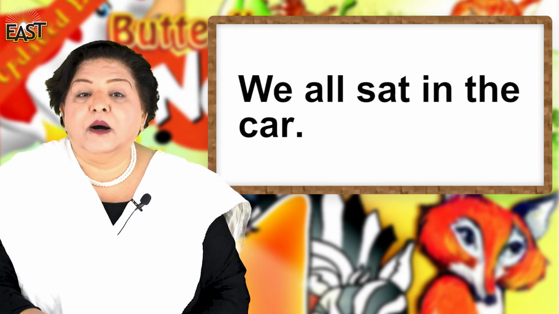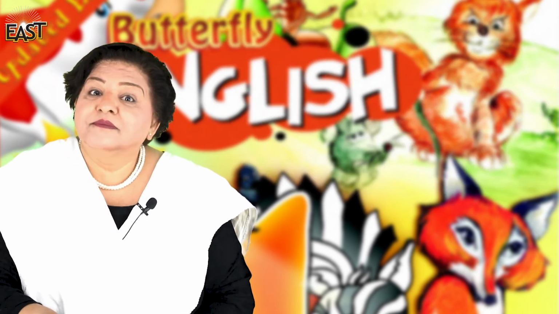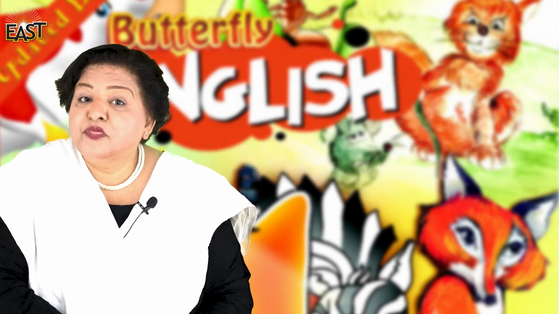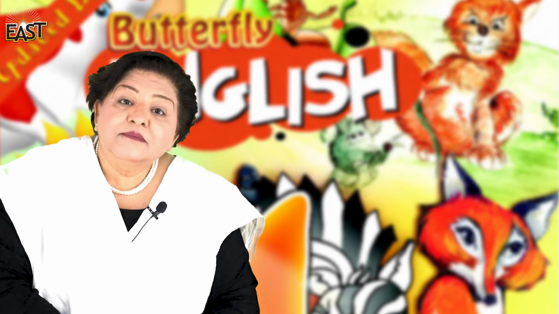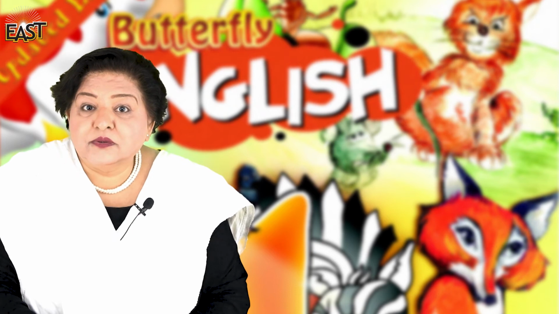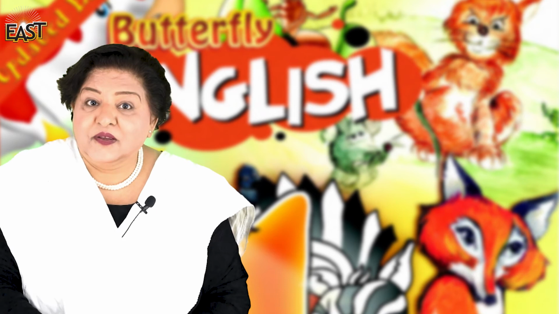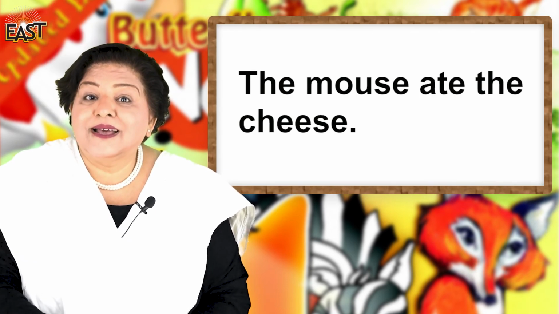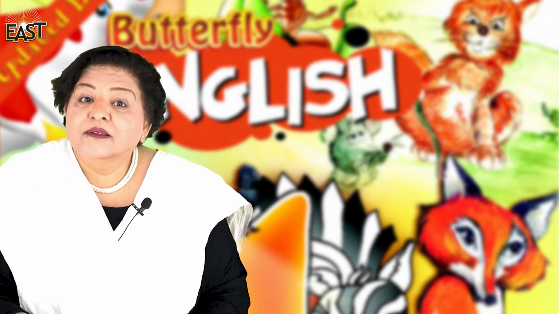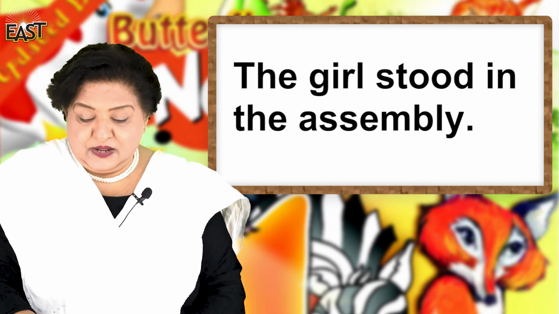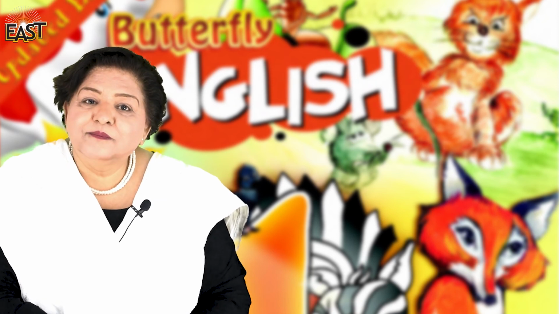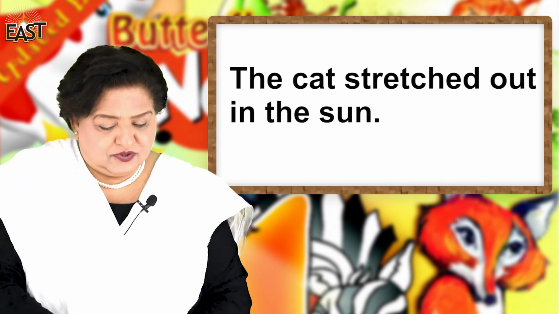Very good. Number 12, a student, which is a person. Very good. The students were very quiet today. Excellent. Number 13, a rocket, which is a thing. Good. The rocket went high up in the sky. A mouse, which is an animal. Yes. Very good. The mouse ate the cheese. Number 15, a girl, which is a person. Yes. The girl stood in assembly. Well done. Number 16, a cat, which is an animal, yes. The cat stretched out in the sun.